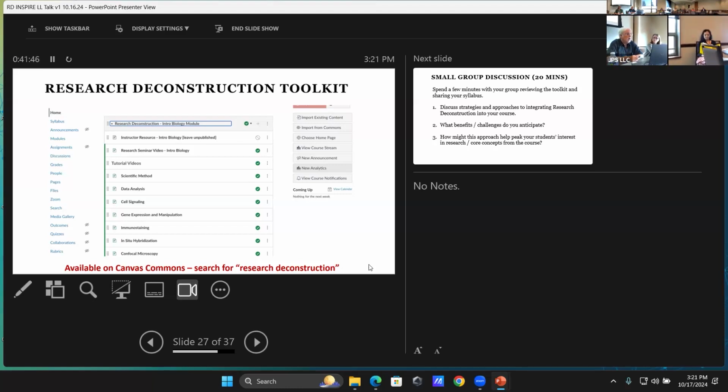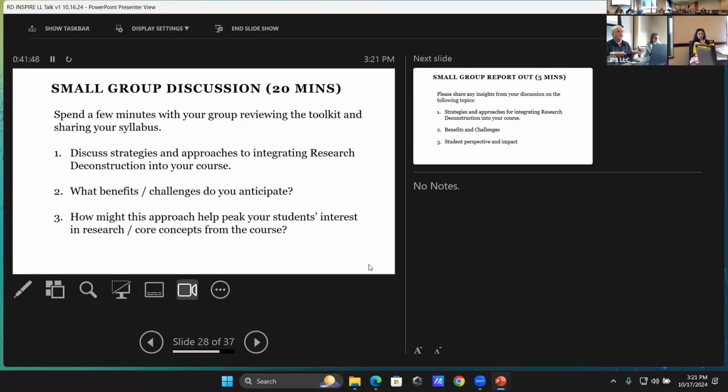So maybe if you want, we can have a bit of discussion amongst all of us here about whether this is something you could see helping you in whatever discipline you teach. What might be the benefits, and what might be some of the challenges you would anticipate in leveraging an approach like this? Do you think we're a small enough group to just have a big group discussion?